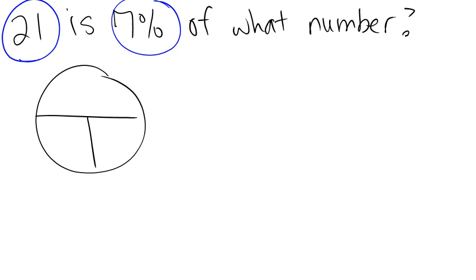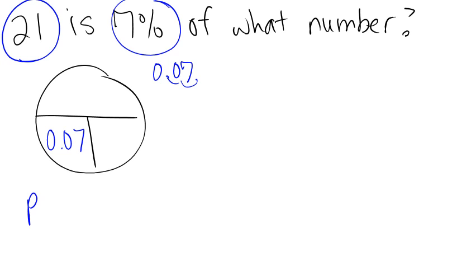So 7% has the symbol, so we know that it's going to go in the percent section. But we need to make sure that we change this to a decimal. So remember, we start at the end, move it twice, and that's how we know what our decimal is.